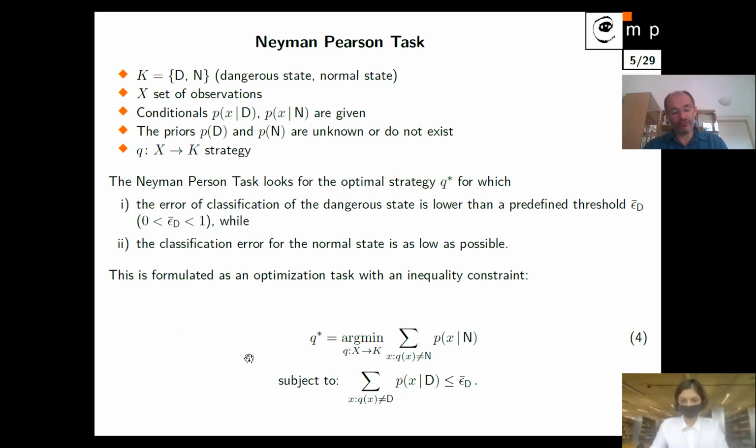And then given this constraint, we are trying to minimize the error on the other class, the normal class. So again, the normal object can generate various x. And if we make a mistake, if we classify such x as not normal, which means dangerous, this is the mistake on the normal object, and it can be called false alarm, because this is the sum of cases from the percentage of the normal object cases which will be classified as dangerous.